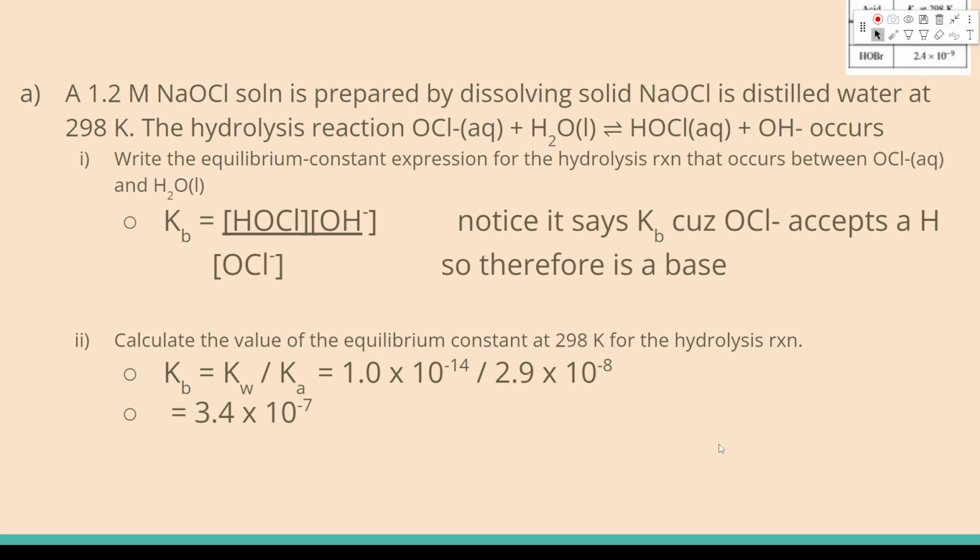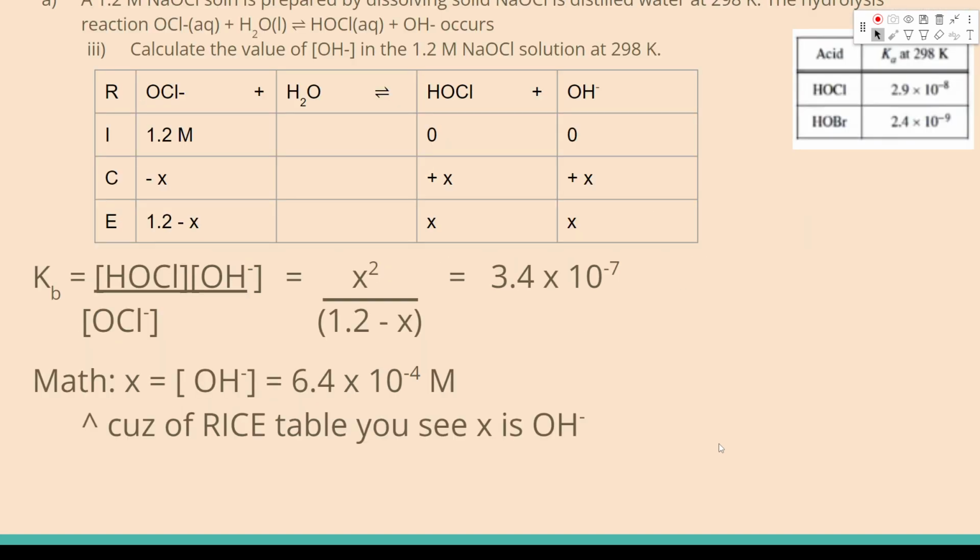And so then for the next part, you do a RICE table, just like we've done many times. You don't fill out the water because it's a liquid. And then you plug in your E parts on the equilibrium constant. And then you do the math. So you solve for X. When you solve for X, you're technically solving for hydroxide because X is right here. So that's why X equals the concentration of hydroxide. And so I get that.